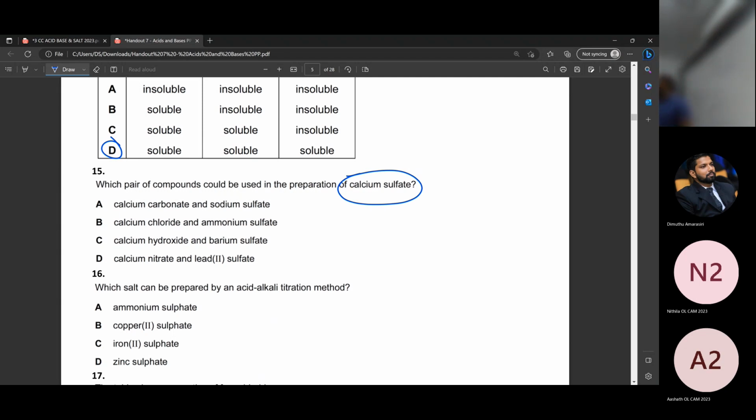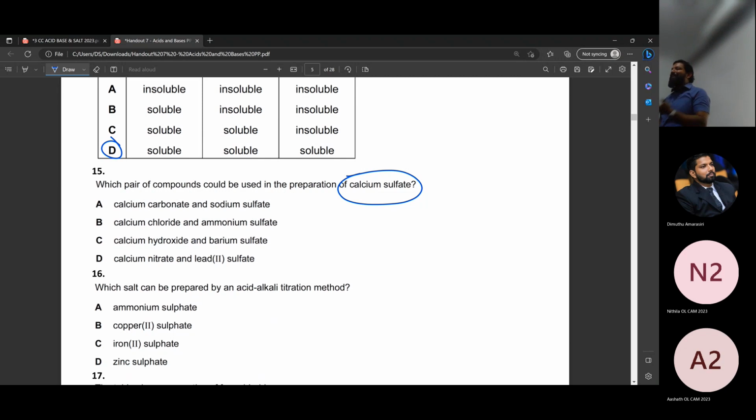Calcium sulfate. Now you put that into our thought hierarchy. First one, is the salt soluble? Calcium sulfate is slightly soluble in water. Killer. Why?